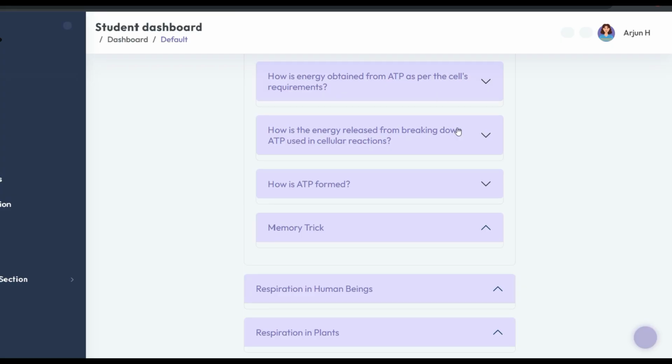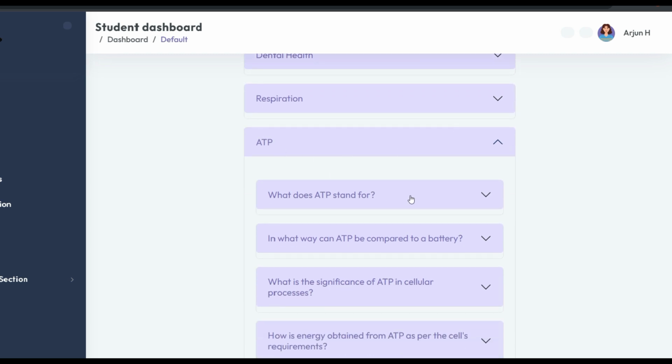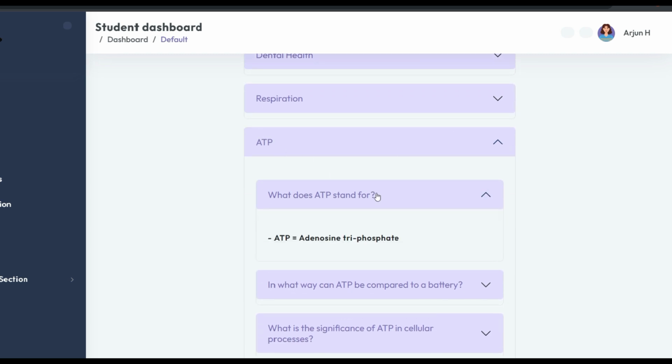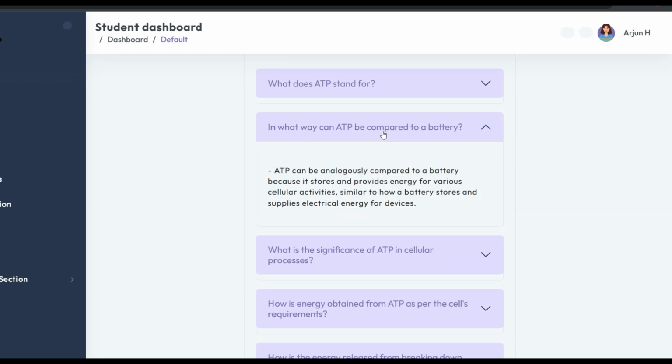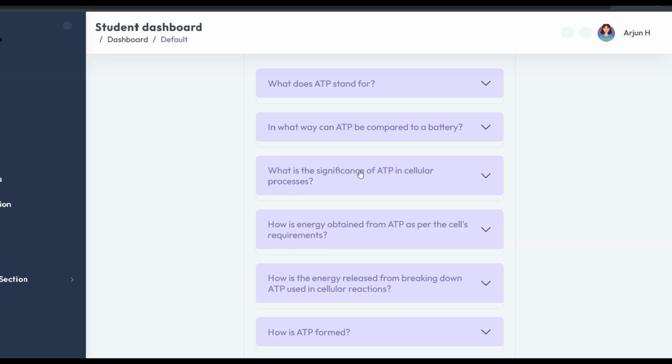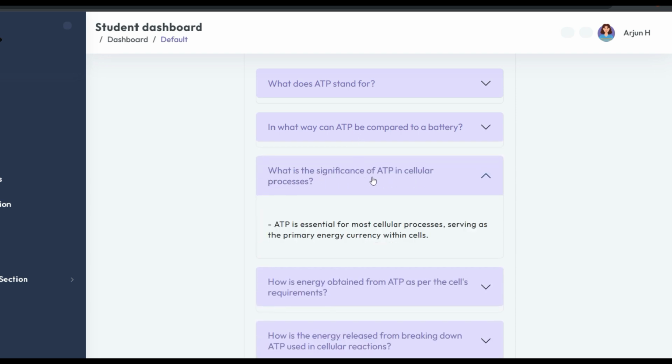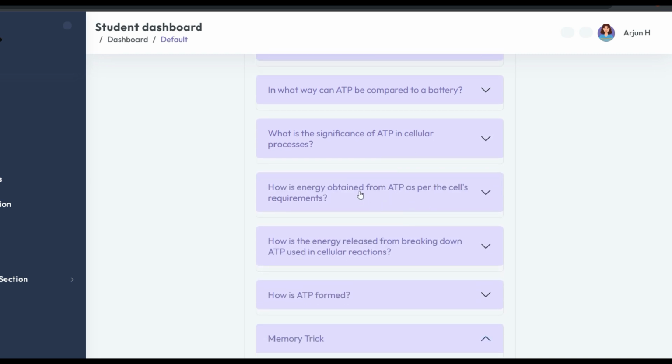Okay, guys. So let's have a look at the theoretical part. Now, ATP stands for adenosine triphosphate. Okay, that we got right. In what way can ATP be compared to a battery? ATP can be analogous, that is similar to, a battery, because it stores and provides energy for various cellular activities, similar to how a battery stores and supplies energy for a device. So what is the significance of ATP in a cellular process? ATP is essential for most cellular processes, serving as a primary energy currency. Again, same point in a different form of question.